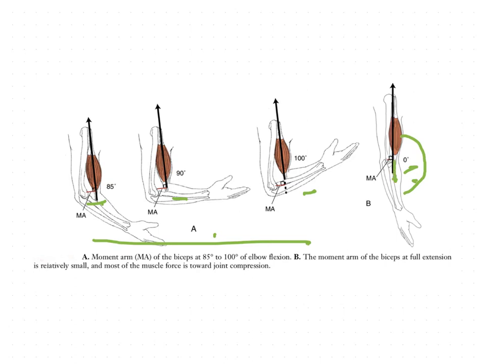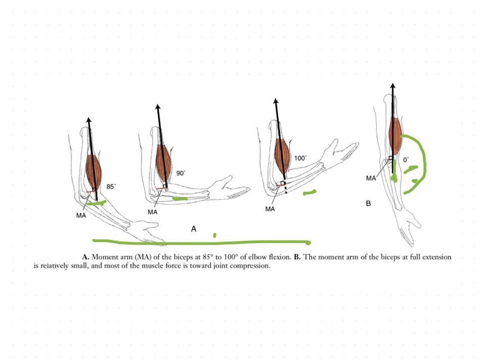So here the force is acting towards the joint, so it creates some compression in the joint. Okay, and therefore the biceps is less effective as an elbow flexor when the elbow is fully extended. That means when the elbow is fully extended, it is less effective as an elbow flexor.